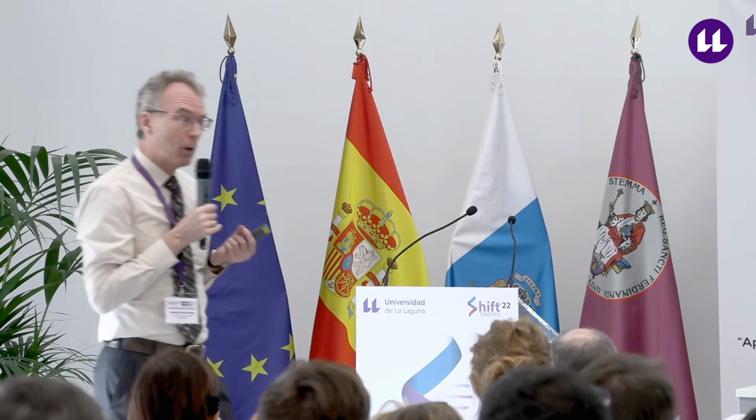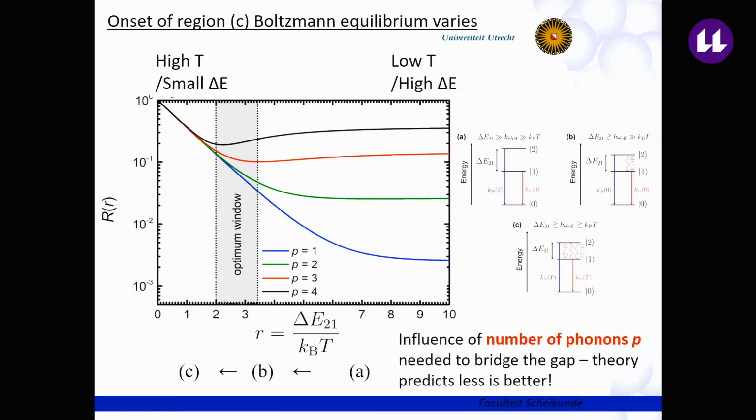And we did some theoretical work where we looked at how the number of vibrations, the number of phonons in your lattice that you need to bridge that gap, affects the onset of Boltzmann equilibrium. And what we found is not very surprising. When you need only one phonon, this onset of Boltzmann equilibrium is at a much lower temperature than when you need 2 or 3 or 4.